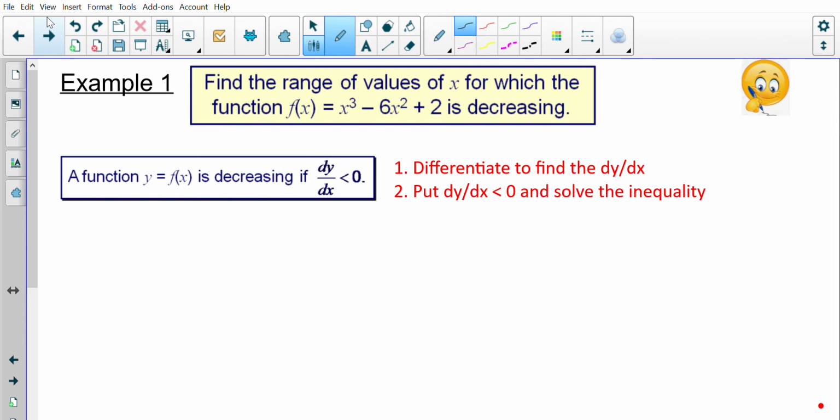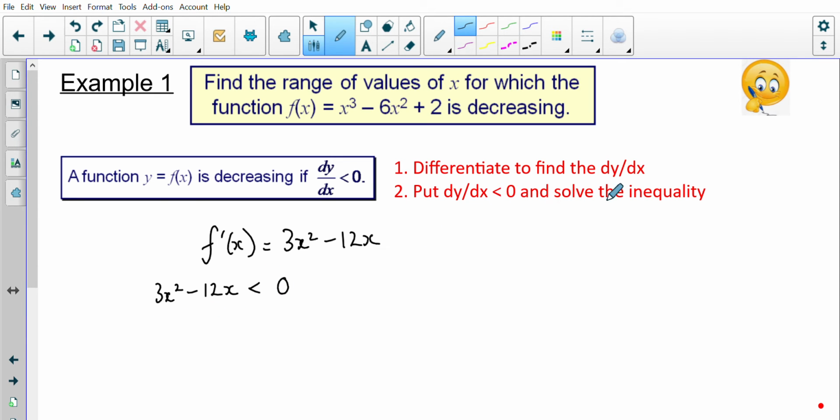Here we're asked to find the range of values for x for which this cubic function is decreasing. So we know a function is decreasing when dy by dx is less than 0. First of all, we're going to differentiate to find dy by dx. I'm going to use function notation, f dash x, because that's what we're given in the question. And we get 3x squared minus 12x. So let's put that less than 0 to find when the function is decreasing.